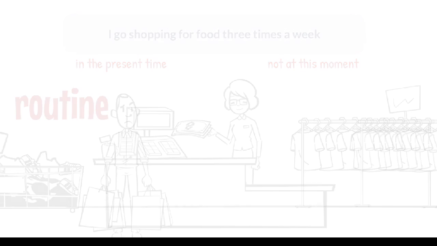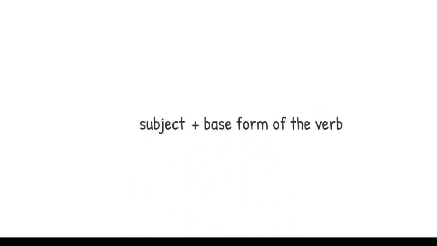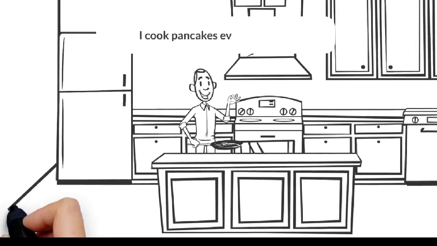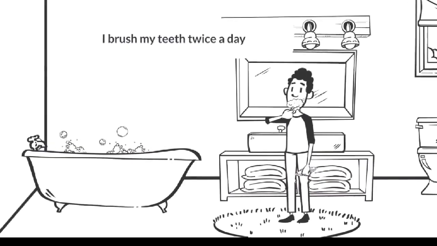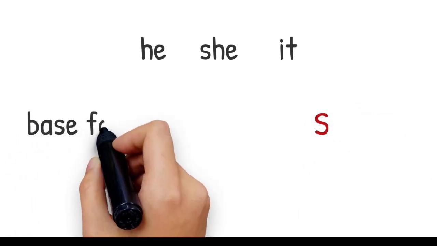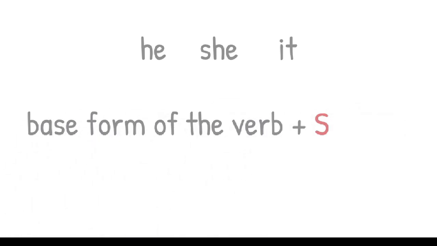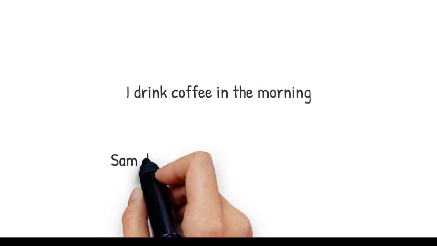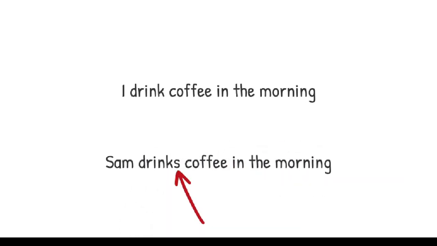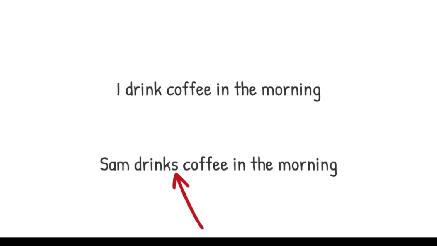What does a sentence in simple present look like? Subject plus base form of a verb. I cook pancakes every morning. I brush my teeth twice a day. But when the subject is he, she, or it, we add s to the base form of the verb. I drink coffee in the morning, but Sam drinks coffee in the morning.